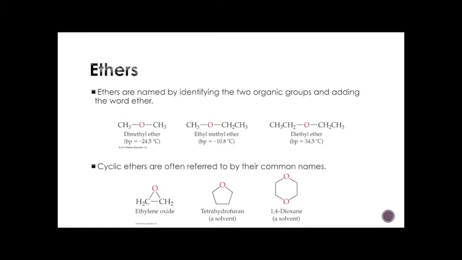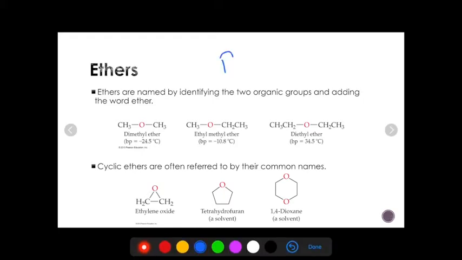Ethers have the general formula of R-O-R. So we have an oxygen in the middle with the two groups attached to it. And to name them, we just name the groups on the sides, and then we follow that with the word ether. Cyclic ethers, though, are usually referred to by their common names.